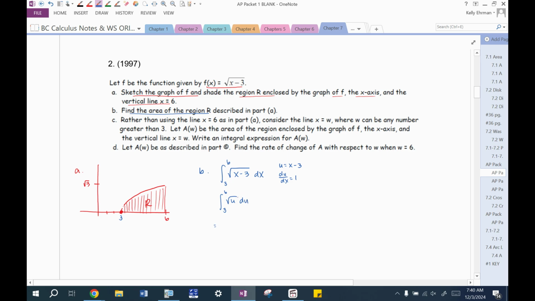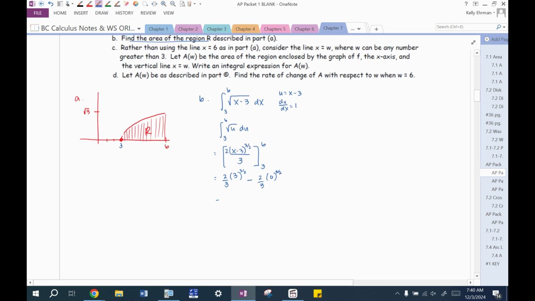So when you add 1 to that exponent, you get x minus 3 to the 3 halves over 3 halves. And you're plugging in 3 to 6. All right, so start with plugging in 6. You get 2 thirds times 3 to the 3 halves. Minus plug in 3, you get 2 thirds times 0 to the 3 halves. So, okay. And then when we simplify this, 2 times 3 halves, I can subtract exponents here. 3 halves minus 1 is 1 half, so 2 times 3 to the 1 half, or 2 times radical 3. So that's the area there.